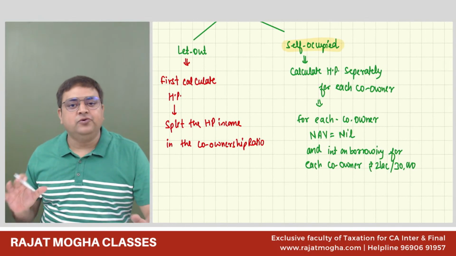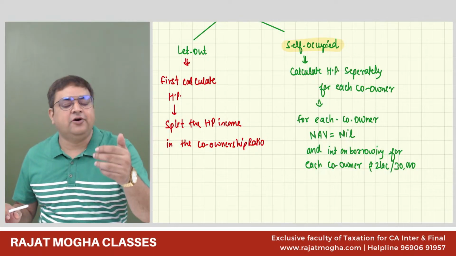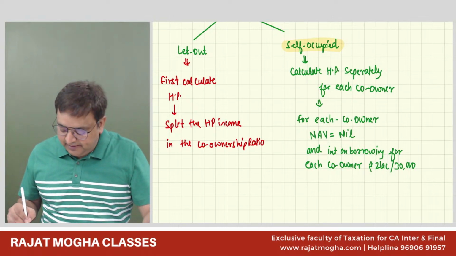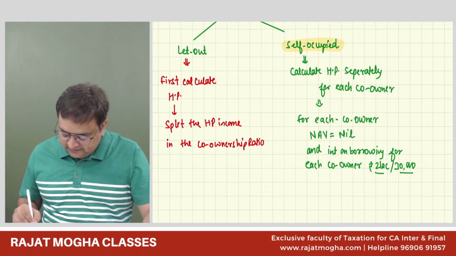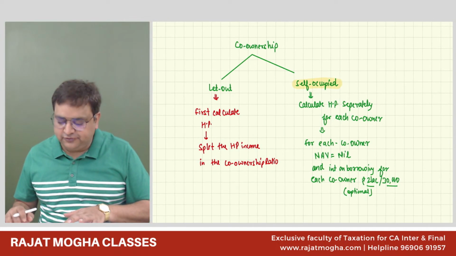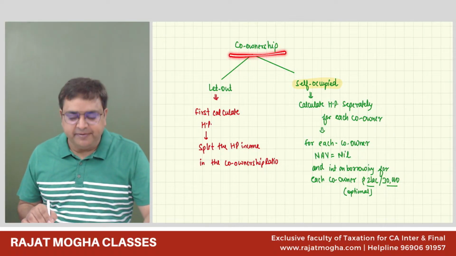So please, some students get this confusion that sir, for one house it is 2 lakh rupees. No, it is for the assessee. It is for each co-owner. The limit is 2 lakh rupees or 30,000 rupees as the case may be, but only under optional regime. You understand, in default regime, you don't give this deduction also. Everybody's okay with this? Again, I'm repeating.